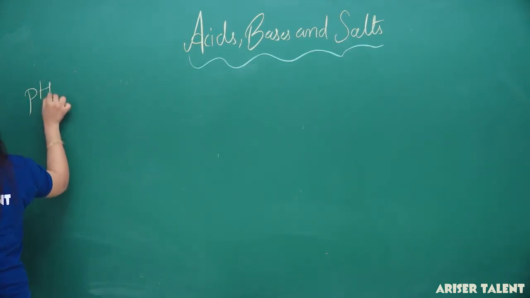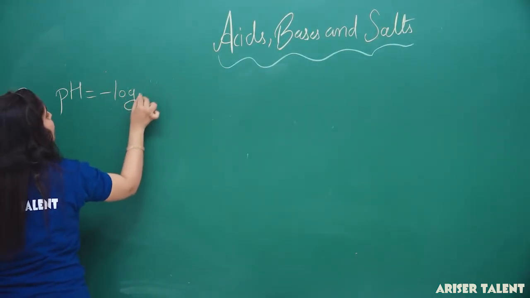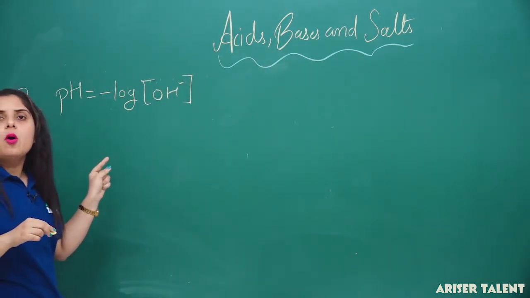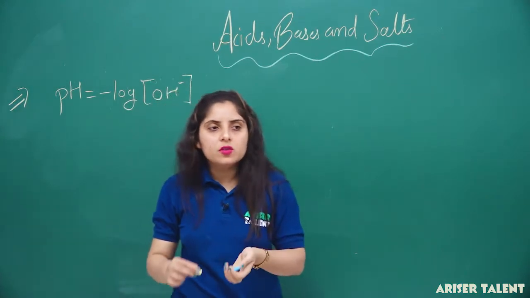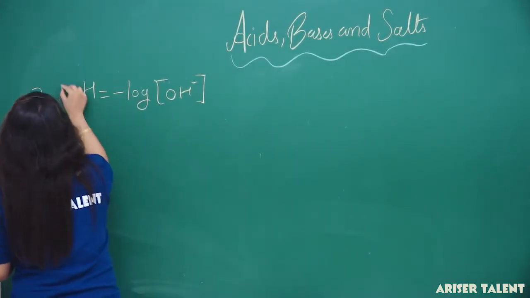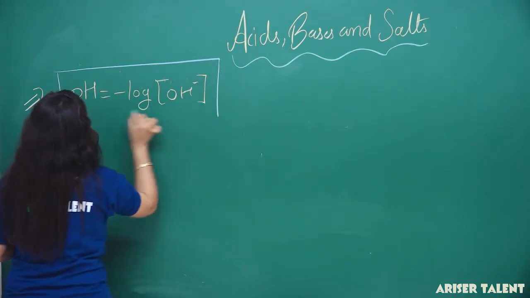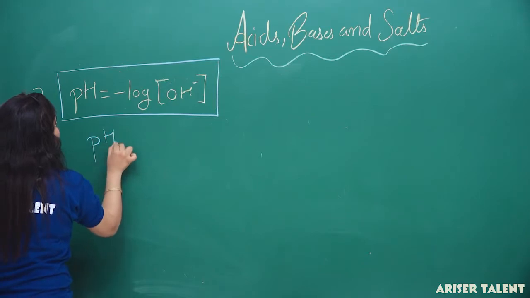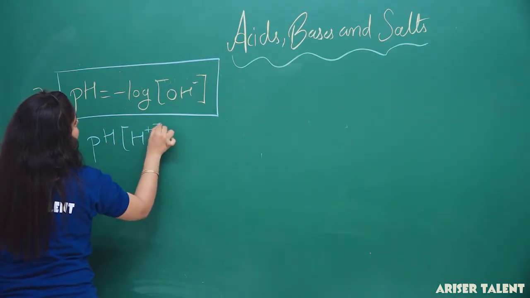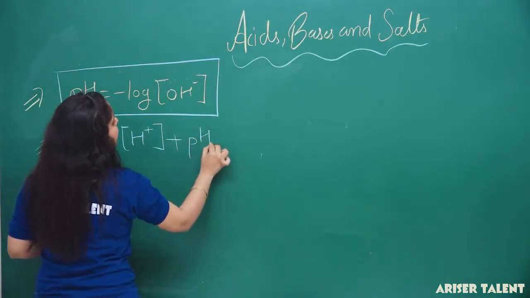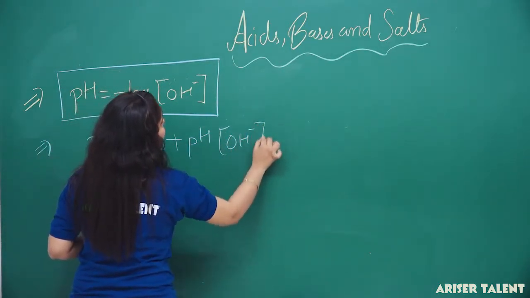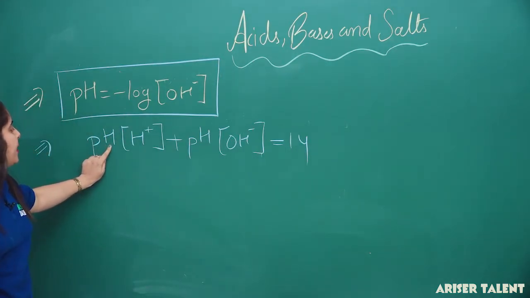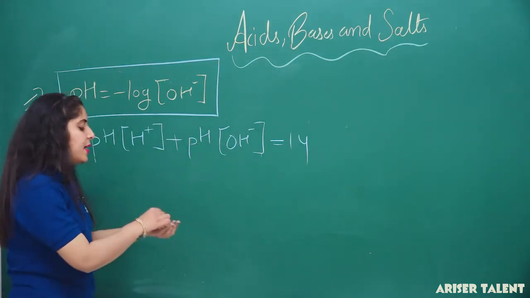Now pH can also be calculated as minus log OH minus ions. So this will be the formula for calculating the pH of the hydroxide ion. So our formula converted into pH equal to minus log OH minus ions. Now we have one more formula, that pH of hydronium ions plus pH of hydroxide ion, their sum will give up 14. It means pH for H plus and pH for OH minus ions will equal 14.